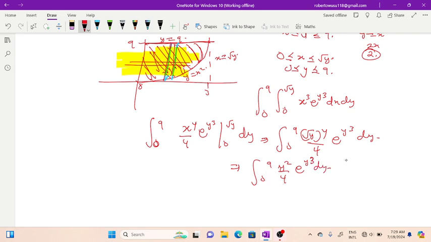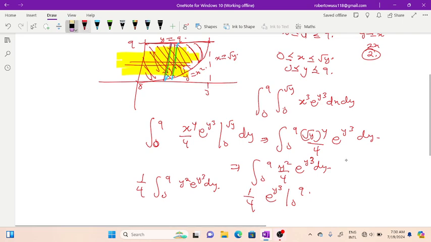Remember 1 over 4 is a constant, I'll bring it out and I'll have integral from 0 to 9 of y squared e to the power y cubed dy. Here, using substitution, when I differentiate the top, I'm going to have y squared, and this will cancel. So my integral will be 1 over 4, e to the power y cubed, then I introduce my limit 0 to 9. Sorry, it was y cubed, yes, so I'll be getting 3y squared. Let me go back and do that.